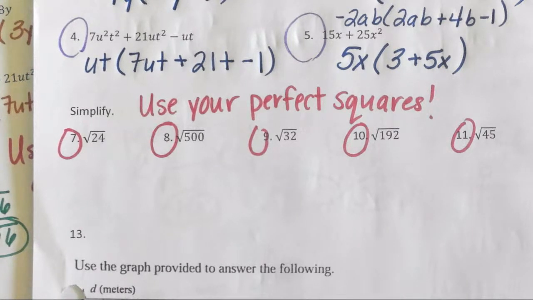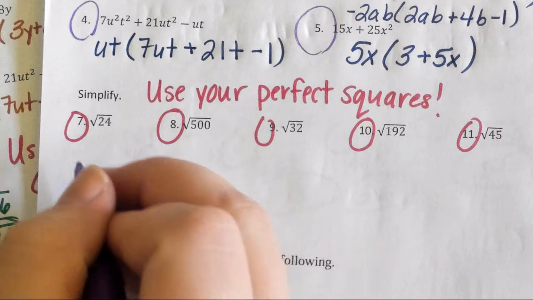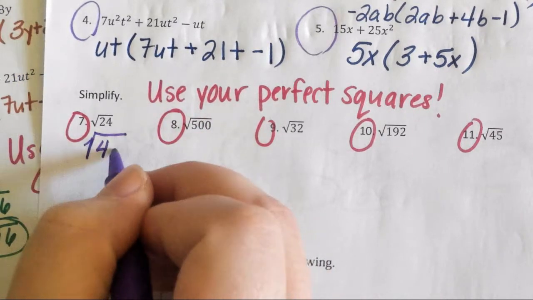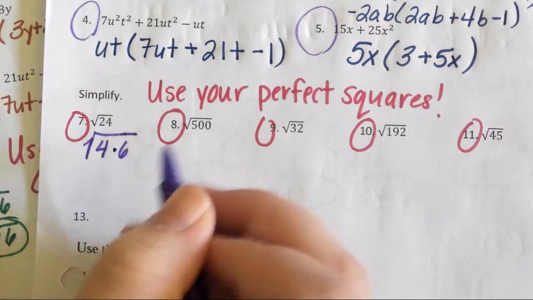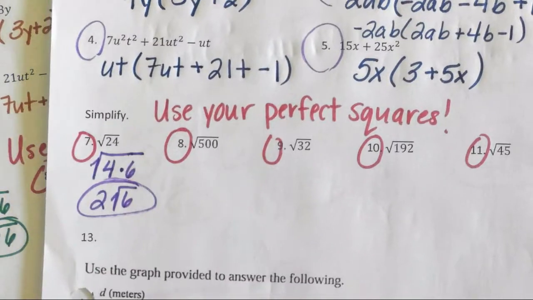So what times what is 24? One of those needs to be a perfect square. 4 times 4 is not 24. 4 times 6 is 24. What's the square root of 4? So my answer is 2 square roots of 6. Now you kind of understand how we're going.